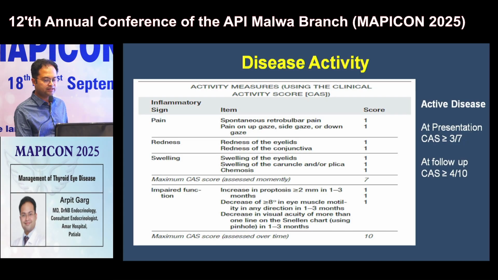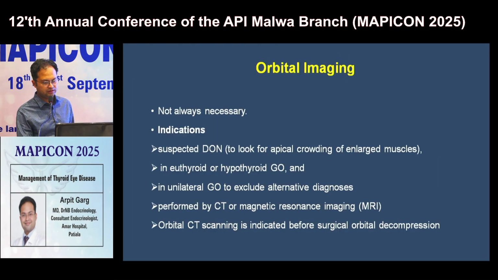So to say it is active disease, at presentation if the score is more than 3, we consider it as an active disease, and at follow-up if the score is more than 4, we consider it as an active disease. So depending on the activity and the severity, we treat this disease.